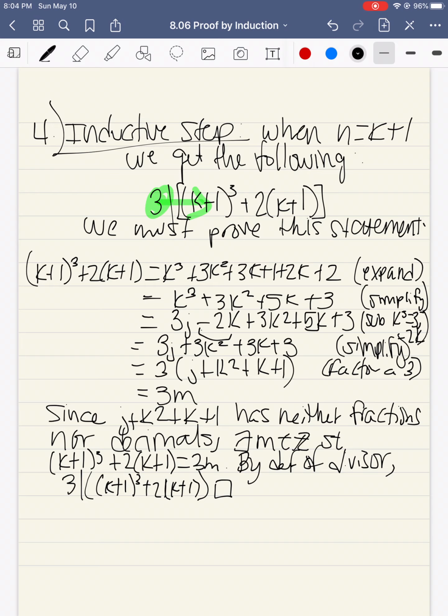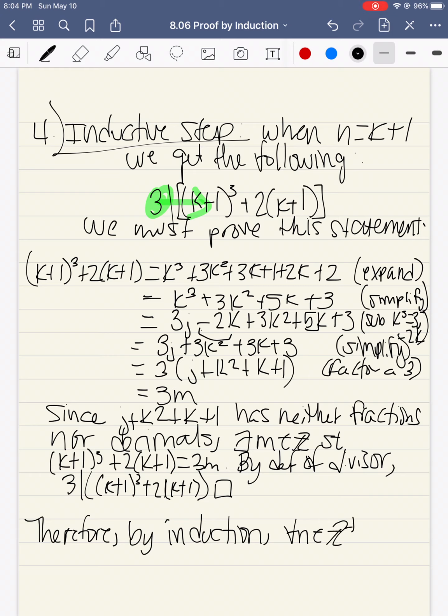And so now we just need to conclude everything. So we can say, therefore, by induction, for all n in Z plus, 3 divides n cubed plus 2n. Done.